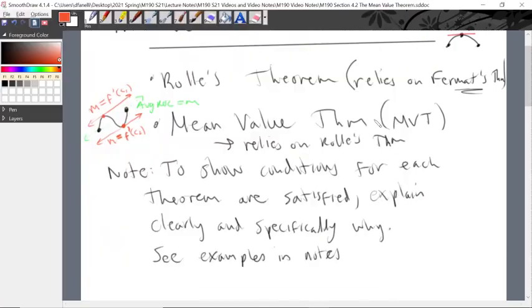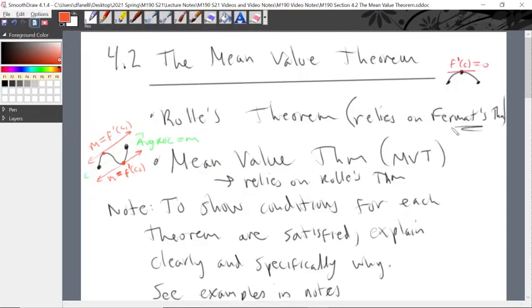Okay. The conditions are again very similar to the conditions for Fermat's theorem. That is, we need to have a continuous function, and we're going to have differentiability on an open interval as well. There is one more condition that we're going to need for Rolle's theorem other than continuity and differentiability, and that is that the y value would need to be the same at the starting point and the ending point. That's for Rolle's theorem. For the mean value theorem, the y values at the endpoints can be different from each other. It doesn't matter.